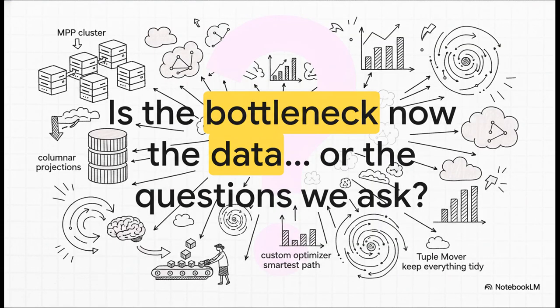So when you put it all together, from the MPP cluster that divides and conquers the work, to the columnar projections that slash disk I/O, to the custom optimizer that plays chess to find the smartest path, and finally, the tuple mover that keeps everything pristine, you see that every single layer of Vertica is built for just one thing: speed at scale. It's about getting answers from massive datasets incredibly fast, which kind of leaves us with a final fascinating question to think about, doesn't it?